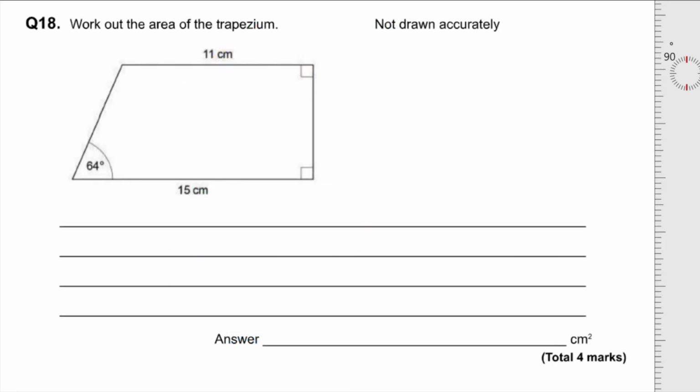Question 18, work out the area of the trapezium. Okay, so to work out an area of a trapezium, we need to know, what's the formula? Area is equal to a half A plus B times H. Okay, so we know A, it's that one. We know B, it's that one. Do we know H? No, we don't. That's the one we're missing at the moment. That's the height there that we need.